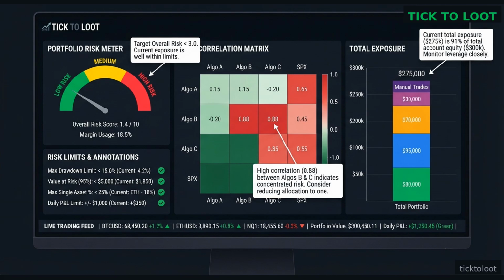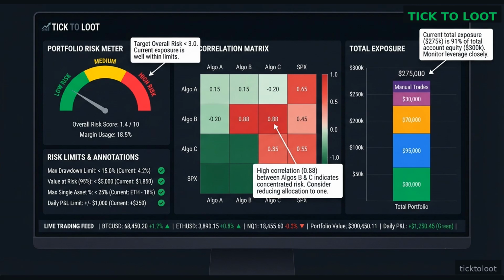To integrate correlation, you first calculate the combined exposure. Multiply each position size by its correlation factor, then sum them. If the total exceeds your predefined risk limit, you reduce the size of the most correlated algo or add a less related one, such as a commodity algorithm. This way, the overall portfolio risk stays within your comfort zone.